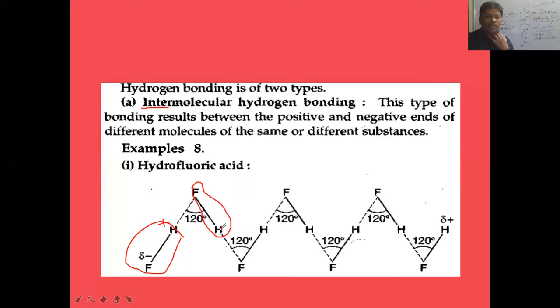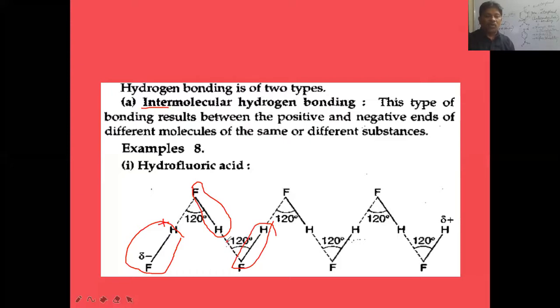Again, here is another HF molecule. The solid line indicates a covalent bond. The dotted line indicates a hydrogen bond. So between this molecule and the next, there is a hydrogen bond. Again, this is another molecule of HF. Between these two molecules also, a hydrogen bond is there.